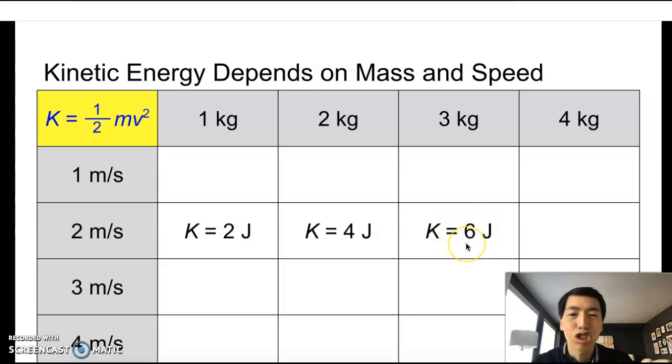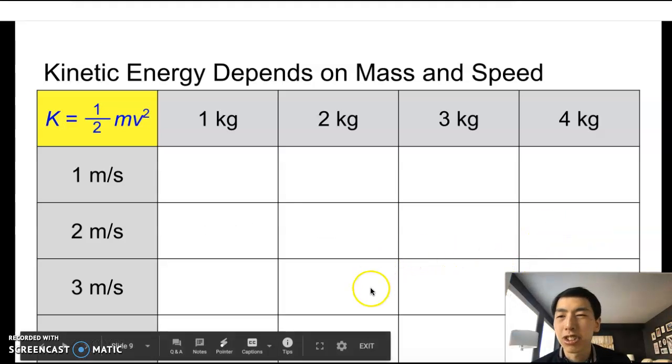And 6 is triple of our original answer of 2 when we had it at 1 kilogram. And finally, what if the mass is 4 kilograms and we keep the speed at 2? Well, now the mass is 4 times as much as our first answer, so the kinetic energy is going to be 4 times as much, which is 8 joules. So that's what I meant when I said that the kinetic energy is directly proportional to the mass.